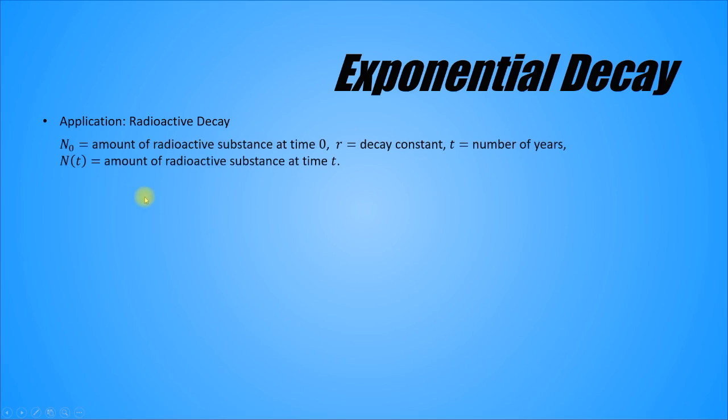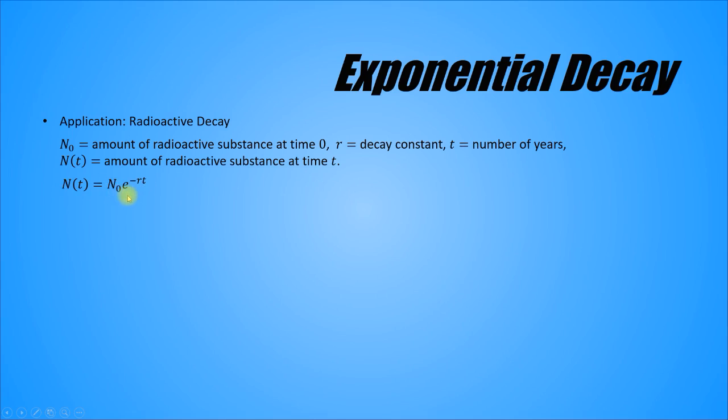So I'm going to define some variables. N sub 0 is the initial amount of radioactive substance that you have. And time 0 is just whenever you decide to start clocking the time. So when you hit the button on your stopwatch, that's time 0. r is a decay constant that governs how quickly the radioactive substance decays. And t is the number of years that the sample of the substance is left to sit there. And this function N of t is the amount of radioactive substance at time t. And the mathematical model is N of t equals N sub 0 e to the negative rt.